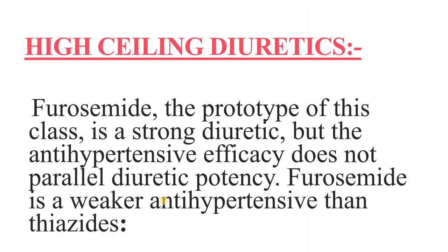Okay, next is high ceiling diuretics. High ceiling diuretics are normally used in clinical areas, like furosemide. Furosemide's local name is Lasix. Lasix, the prototype of this class, is a strong diuretic, but its antihypertensive efficacy does not follow its diuretic potential, and furosemide is a weaker antihypertensive than the thiazide. Okay, understood?